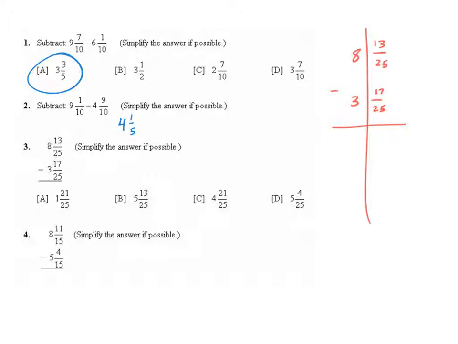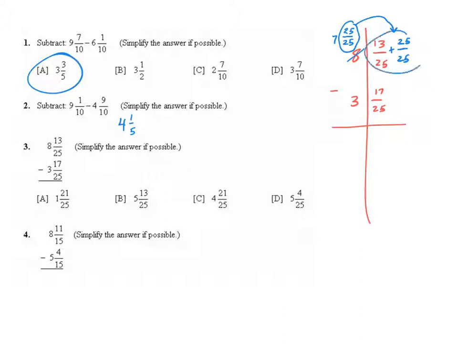So what I'm going to do is think of this 8 wholes as 7 25/25, which is the same thing as 8 wholes. It's just written in a different way. And I'm going to move this 25/25 over into the fraction column, so I just keep whole numbers over in the whole number column.